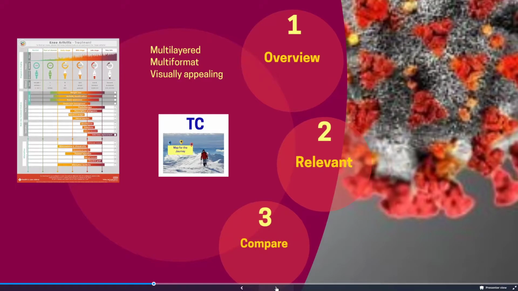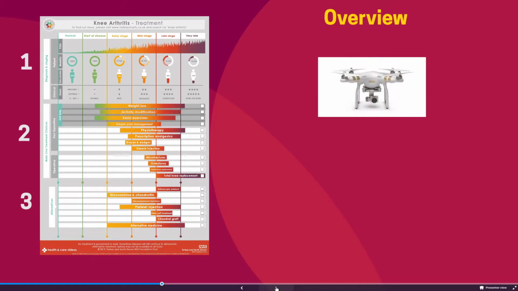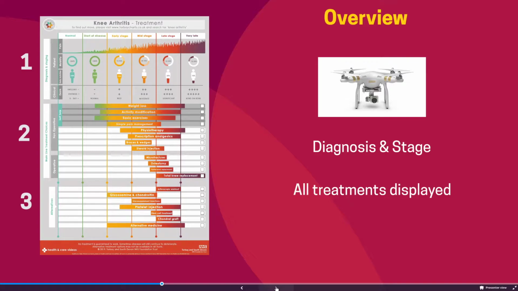Let me take you through the three USPs of the Torbay chart one by one. Layer 1 gives the patient a drone view of the entire disease and different treatment options. It allows one to diagnose the condition and stage the disease so that appropriate treatment options will be displayed. It is important that without making a correct diagnosis, wrong treatment can be embarked.